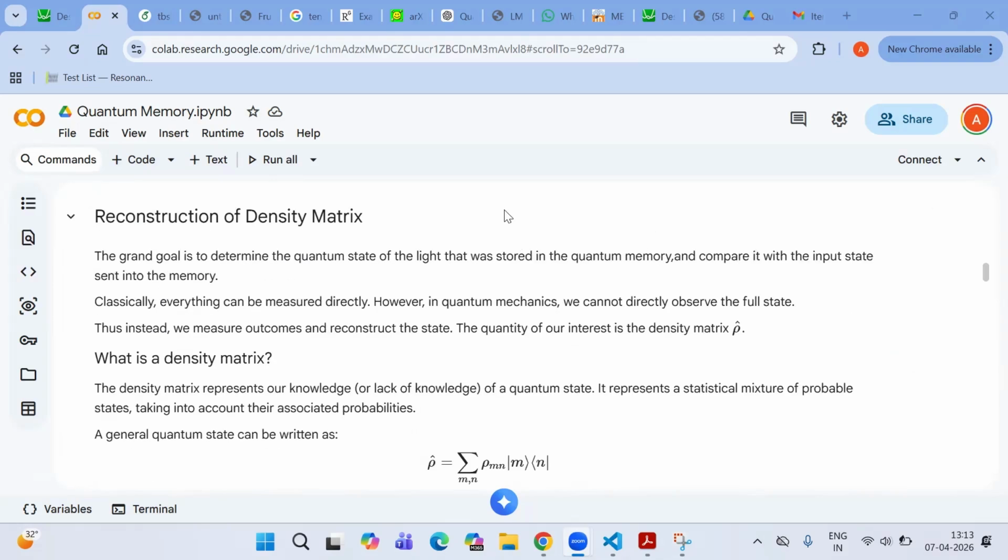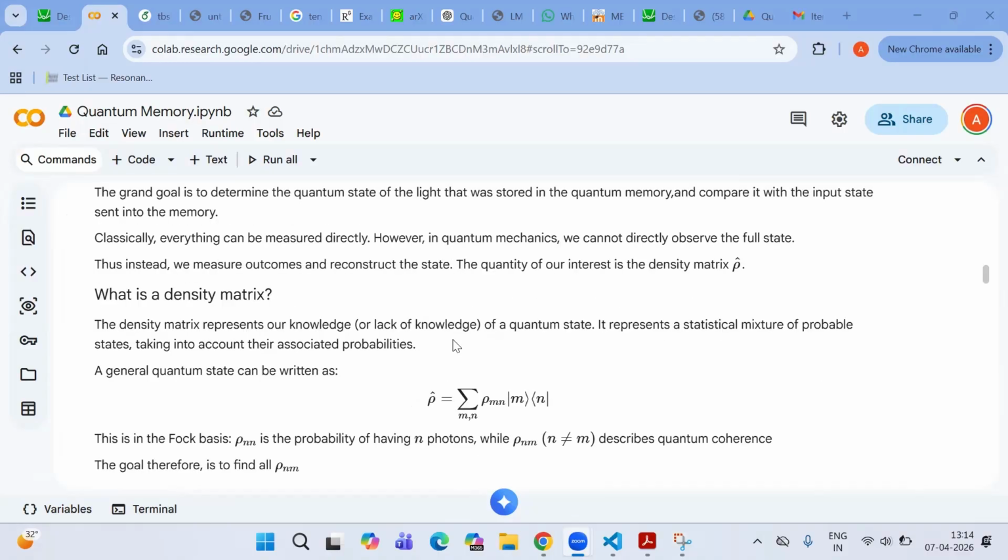Right. So the grand goal, of course, as we know, is to determine the quantum state of the light which was stored in our quantum memory. And we also want to compare it with the state that we sent in. Now, classically, as we know, everything can be measured directly. But in quantum mechanics, of course, we cannot observe the full state. So instead, we measure different outcomes and we try to reconstruct the state, which is called tomography. And the quantity of our interest in this case is the density matrix rho.